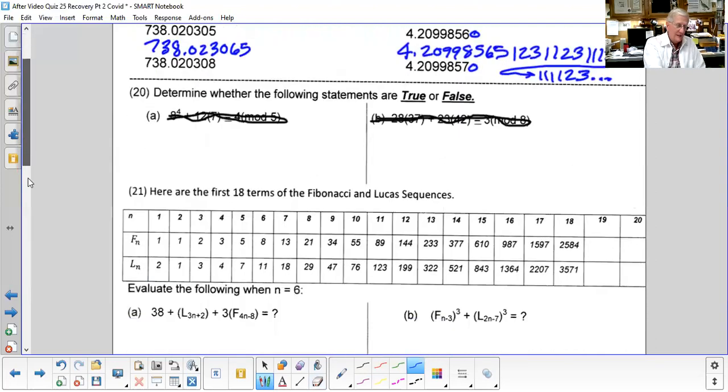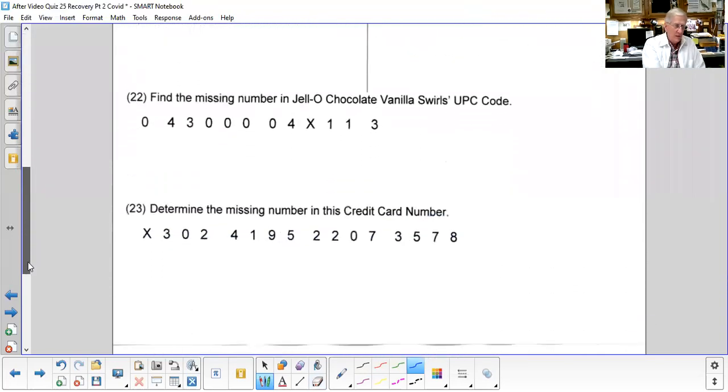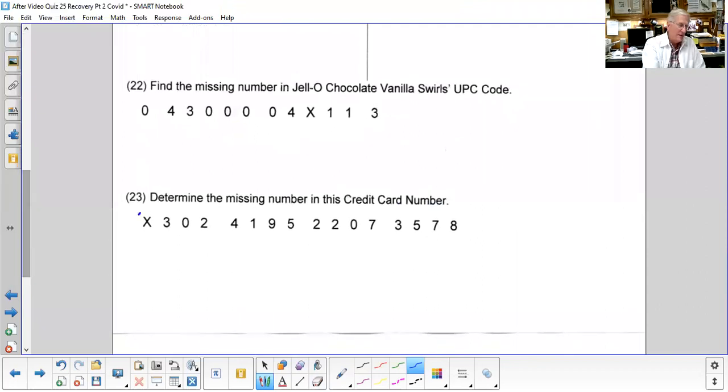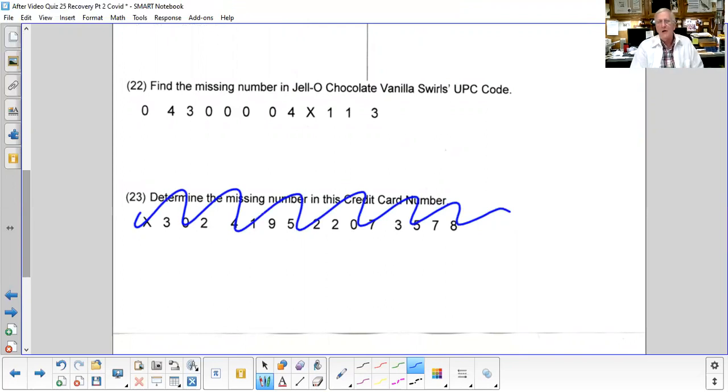Okay, what else is on here? Well, there's a credit card problem on here. We're not doing credit cards. But I'm sure by now you are very familiar with how to do UPC codes. So, of course, I would want you to multiply everything by 31313131. Maybe we should do it real quick just to make sure you're comfortable with it.